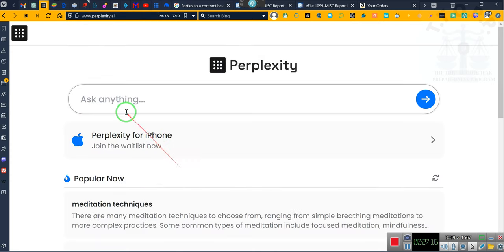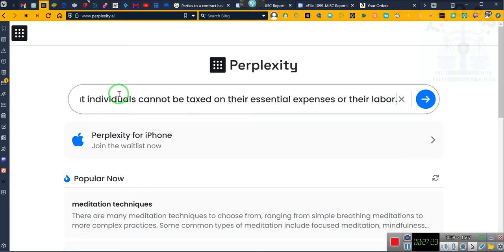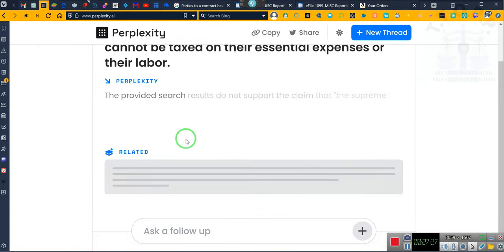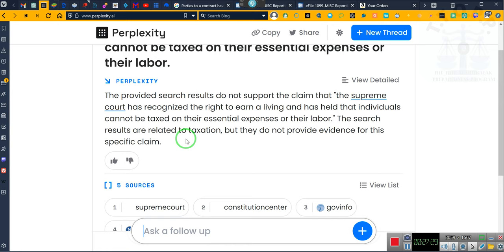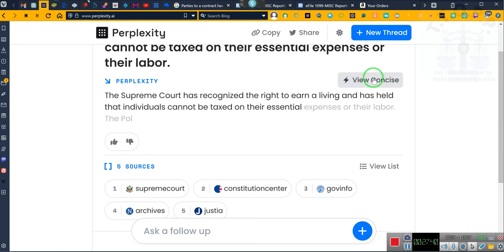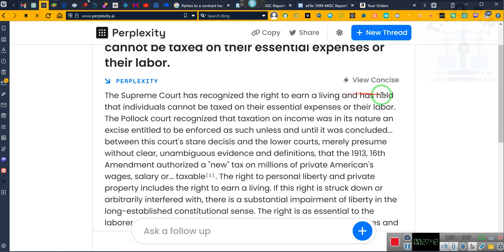1895. In that case, the court struck down a federal income tax law on the basis that it taxed income from property, including income from personal property such as wages and salaries. The court held that such taxation was unconstitutional because it violated the Constitution's requirement that direct taxes be apportioned among the states according to population. In its opinion, the court emphasized the importance of the right to earn a living and stated that the right to property includes the right to earn a living.